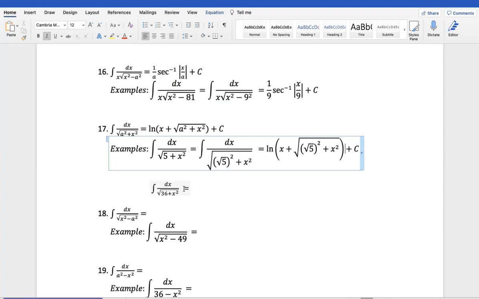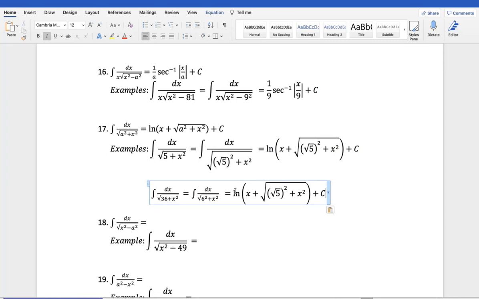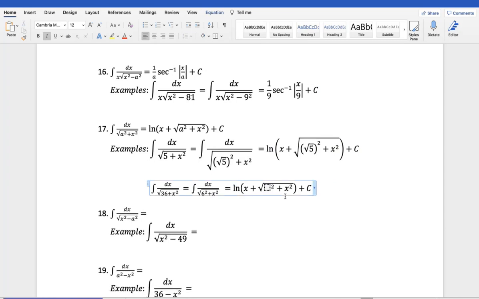Right, so the next example is asking us to find the integral of dx over the square root of 36 plus x squared. Now we can quickly see that 36 is just 6 squared. So a, once again, here is just 6. Applying the formula, we get that the integral is just equal to ln of x plus the square root of 6 squared plus x squared, all plus the constant of integration c.